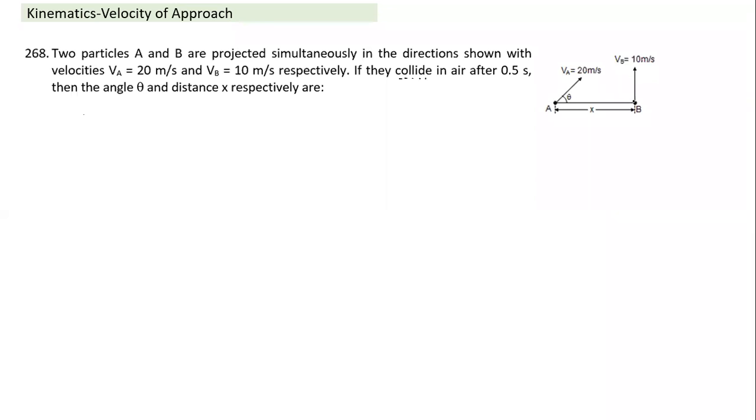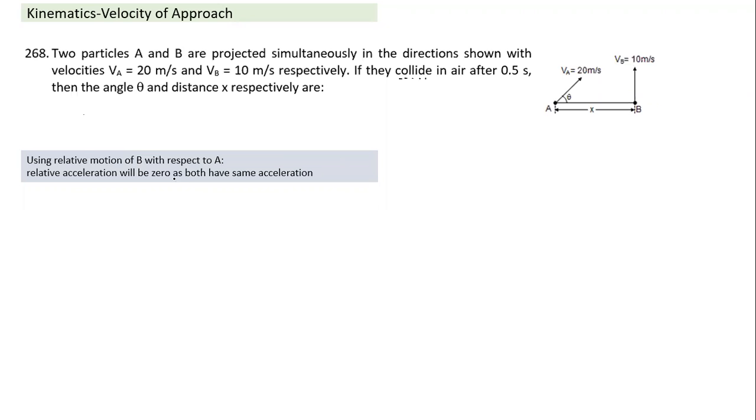So this question is equivalent to, suppose this question is presented in a horizontal plane. In a horizontal plane, one body is moving like this, the other object is moving like this. This also will give exactly the same answer. So acceleration has no meaning. It becomes a simple plane. So the relative acceleration of B with respect to A is zero, as both of them have the same acceleration.